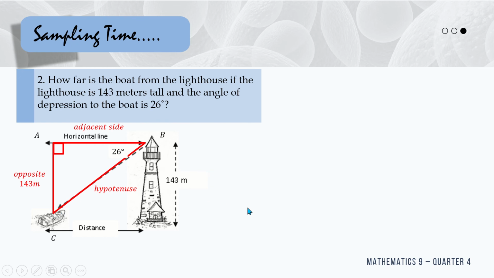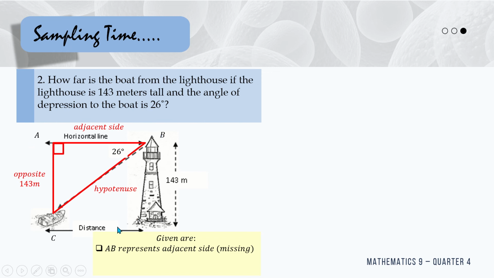Okay? So we have labeled A, B, and C. So what are the given? In this problem, I just labeled the three angles. At the same time, the three letters also represent the three sides of a right triangle. So AB represents the adjacent side, which is the missing one, no?